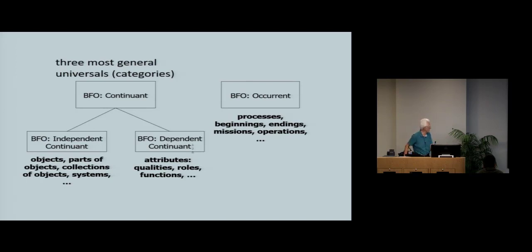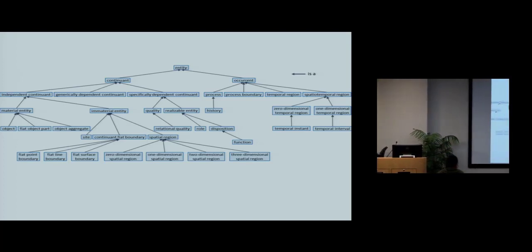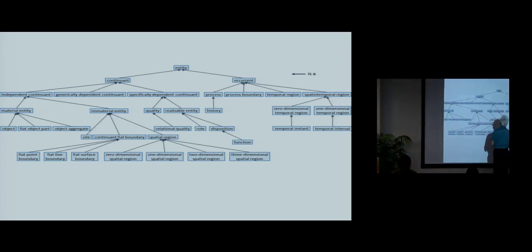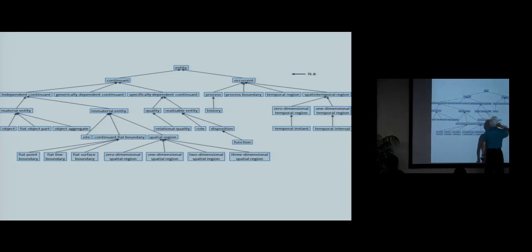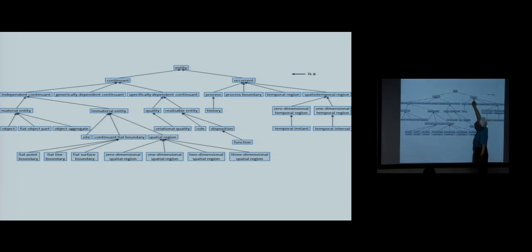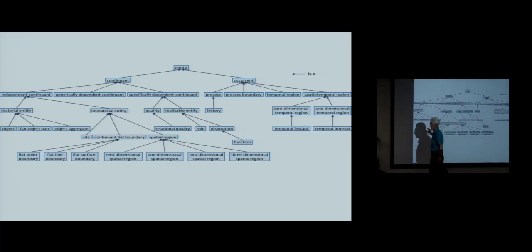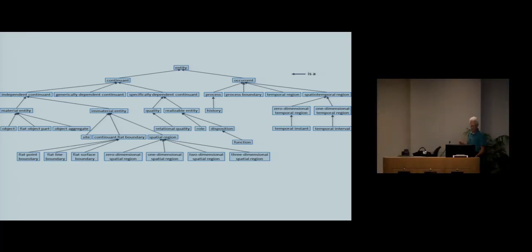So these are some more examples. And this is BFO, the whole of BFO. So you can see independent continuant. Now we have 2 kinds of dependent continuant because BFO has become a little bit more complex since the gene ontology. We have processes which are kinds of occurrence. We have process boundaries which are kinds of occurrence. And then we have temporal and spatiotemporal regions which are kinds of occurrence. And I won't go through the rest.